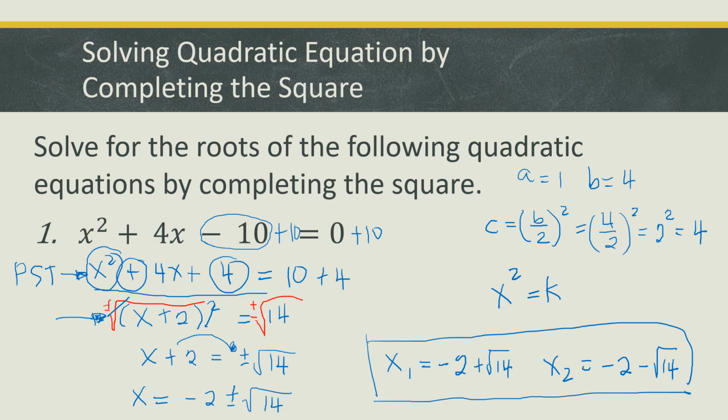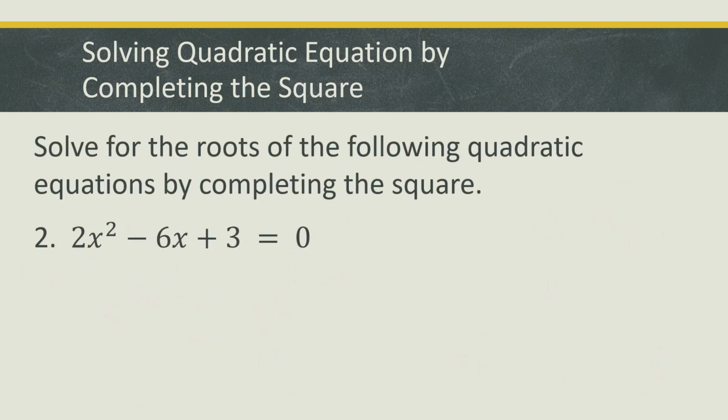Okay, let us proceed with number 2. We have 2x squared minus 6x plus 3 is equal to 0. Notice that in our example number 2, we have the value of a, which is 2.